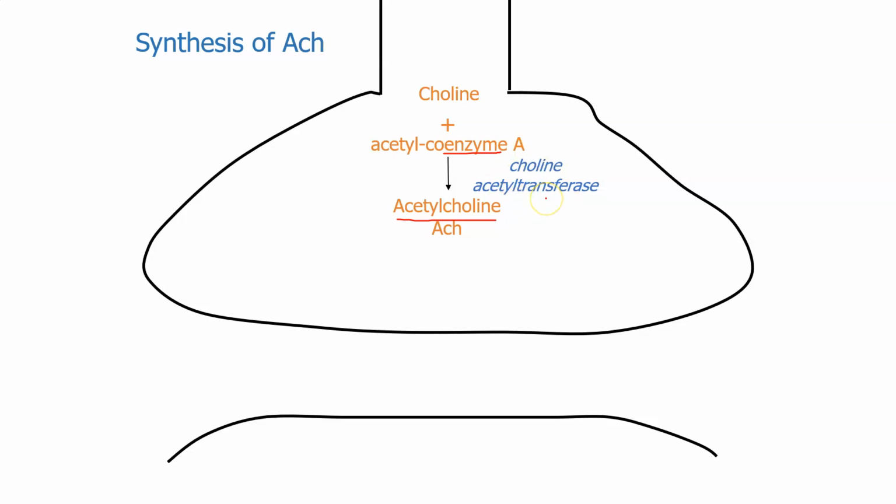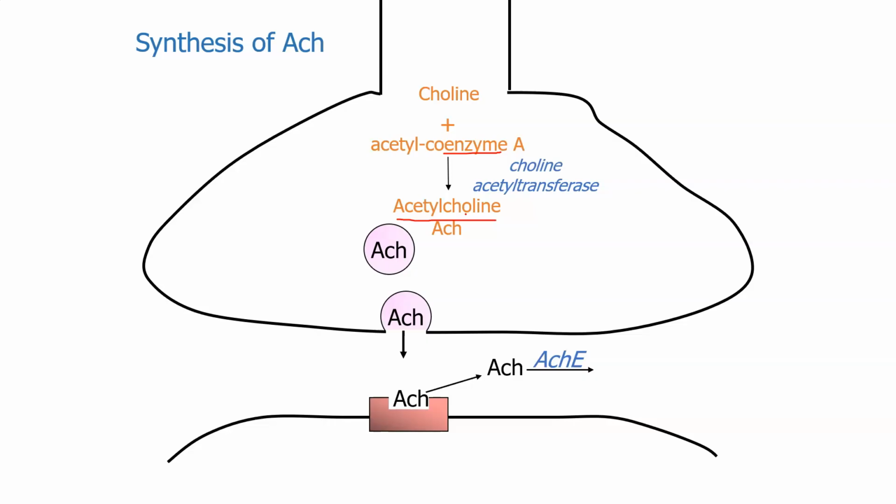But choline acetyltransferase is the enzyme responsible for taking the two precursors of acetylcholine and making the active neurotransmitter acetylcholine from it. From here, it gets packaged into vesicles and released through exocytosis. It can activate receptors in the postsynaptic cell, and we'll talk about its receptors in the coming slides. But here's what's unique about acetylcholine compared to catecholamines and indolamines. Acetylcholine is broken down by enzymes in the synaptic cleft.